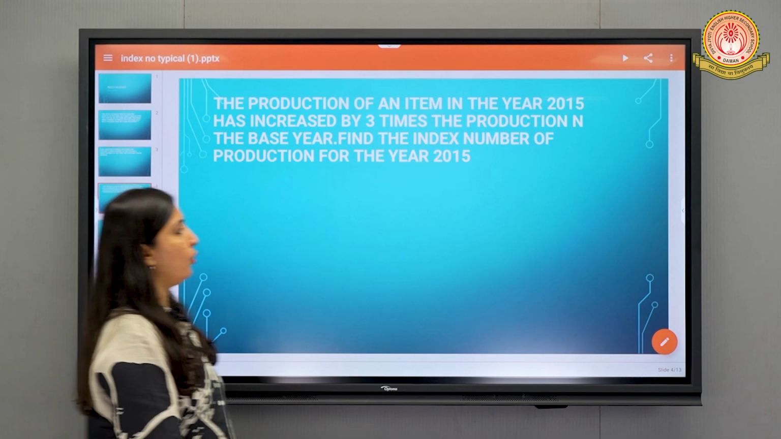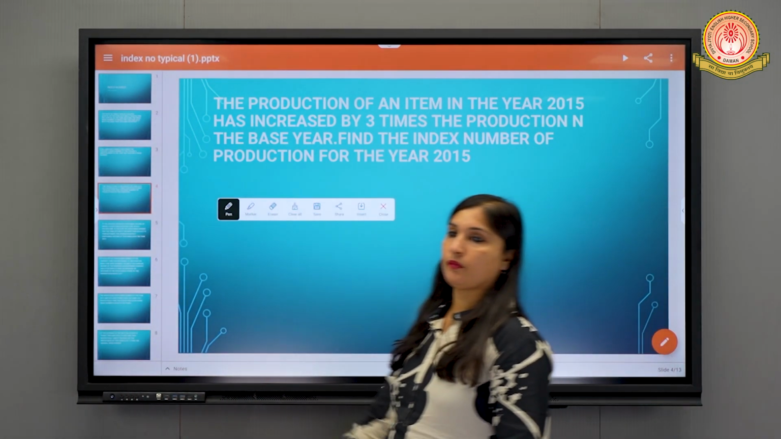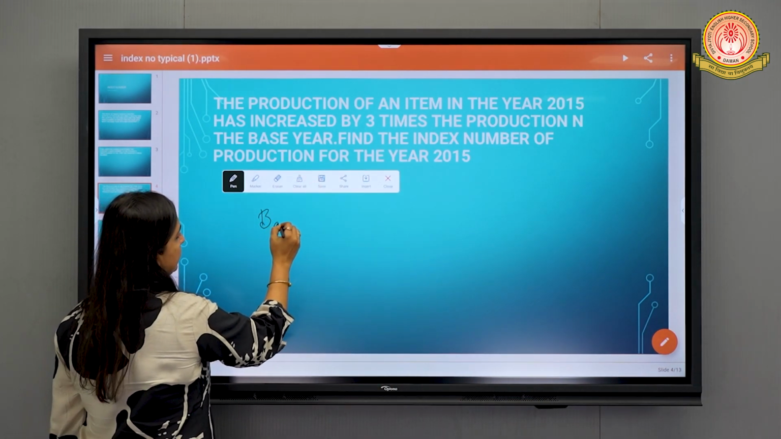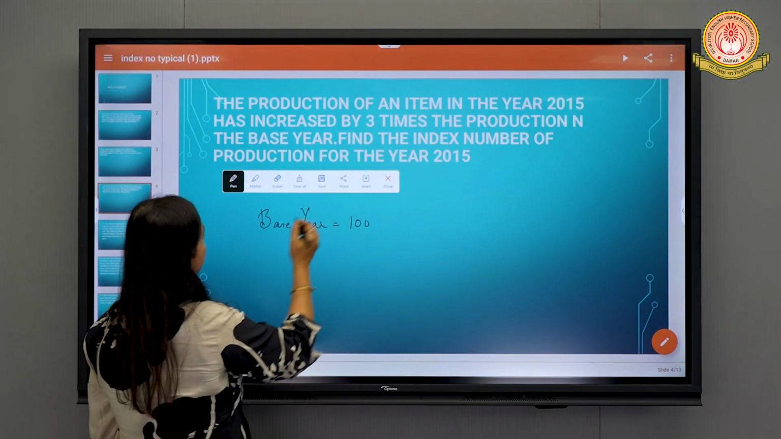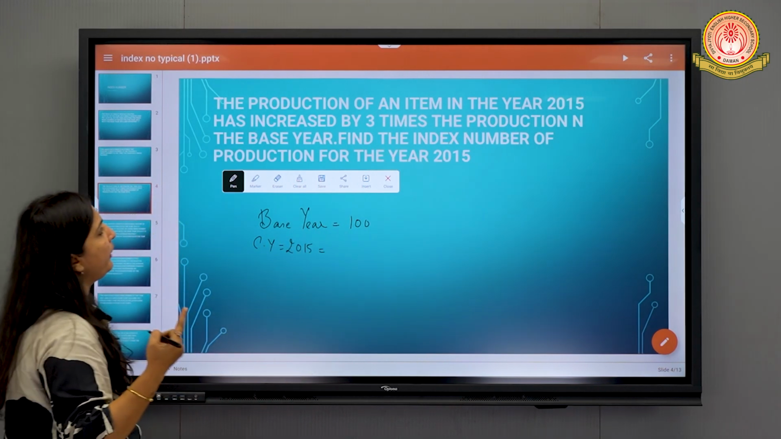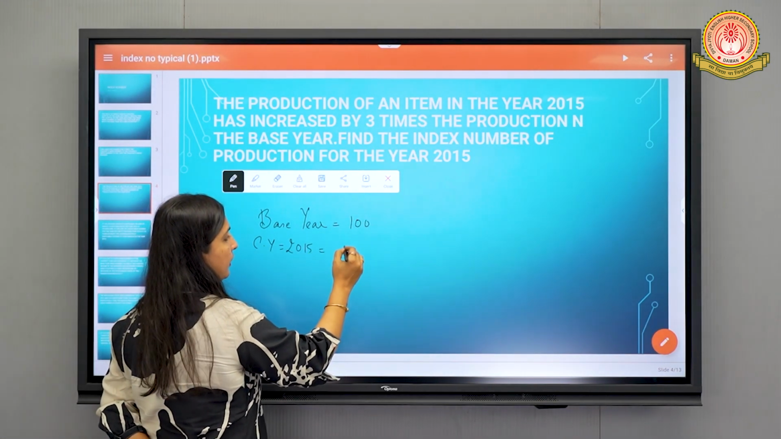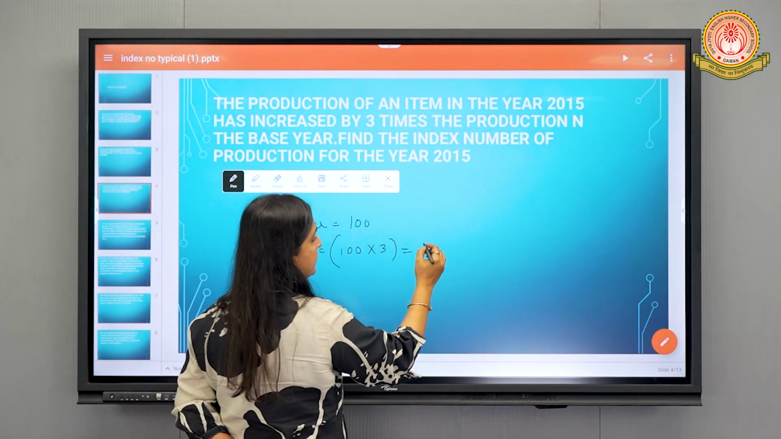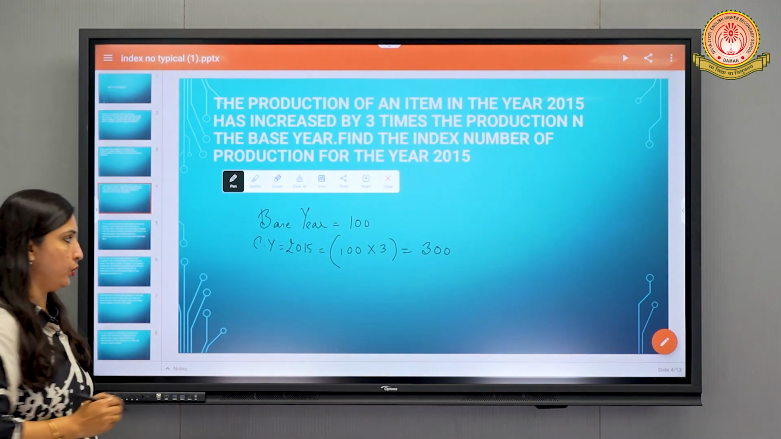But we already know that if the base year is not given, what do we take the base year as? 100. Yes, the base year will be 100. So we have base year as 100, and current year, that is which year? 2015 is increased how many times? 3 times compared to that of the base year. Base year is 100 and it has increased 3 times. So what will be the increase? 300.